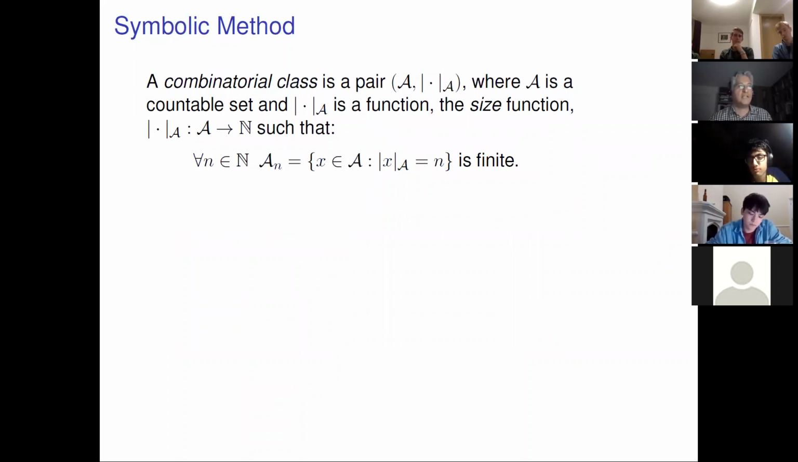That's a set plus a function that tells you the size for each member of the set, and it has the property that the number of elements of A that have a given size is finite for every natural number. Okay.